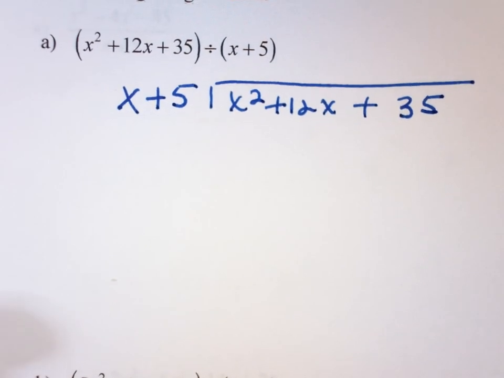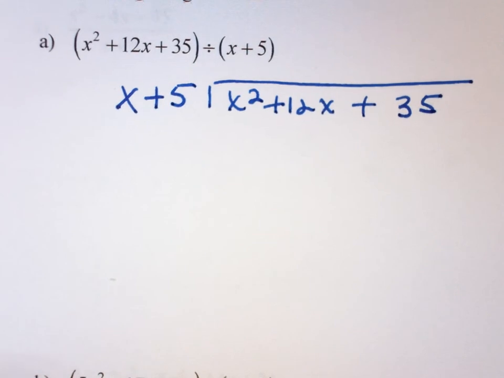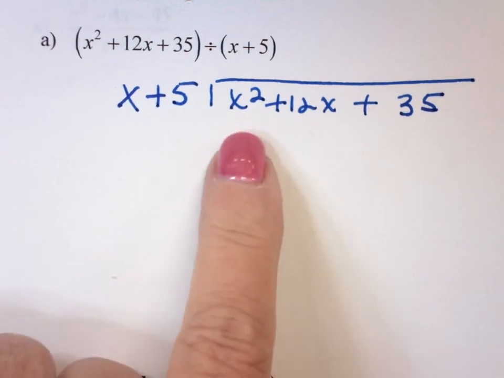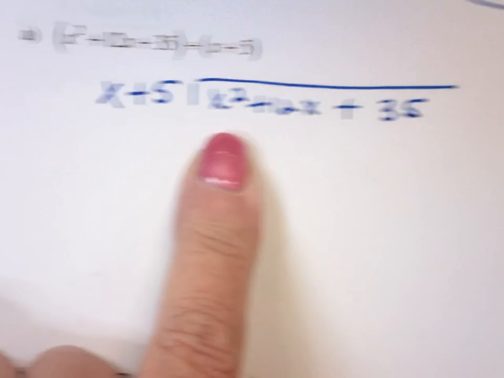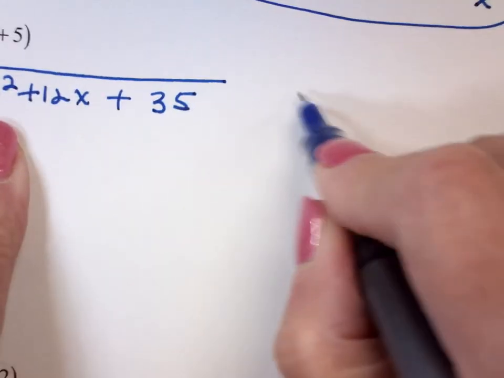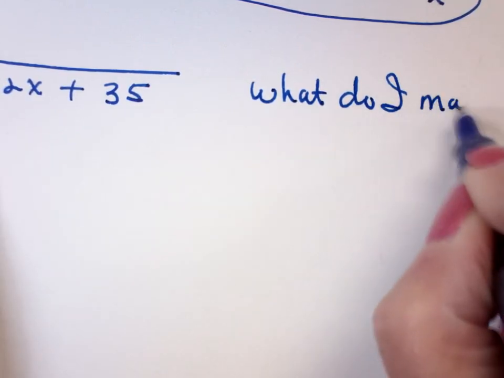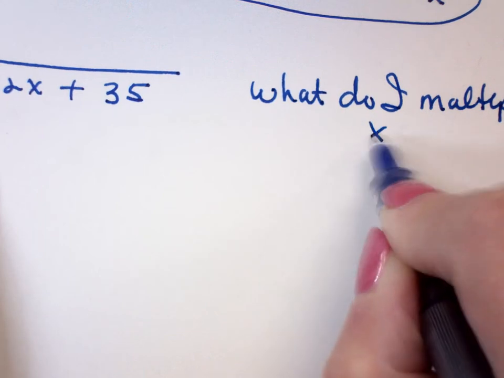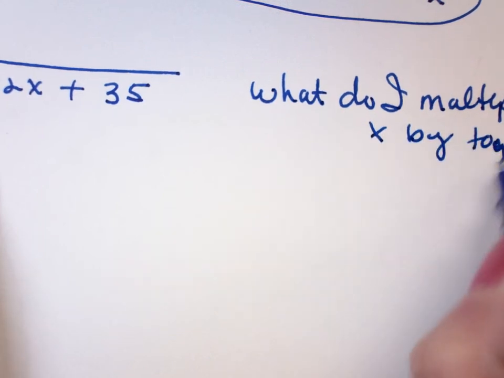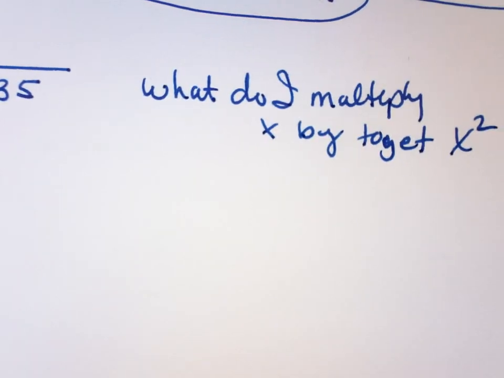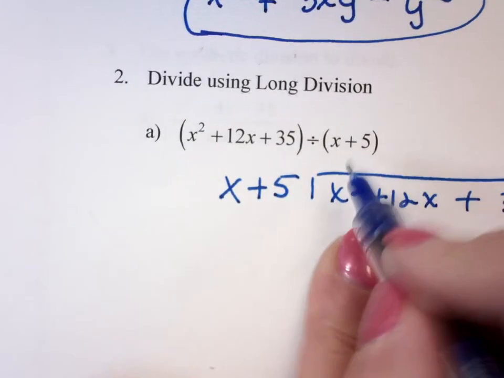Now remember how, this is where most of you fell apart, by the way. Not on choosing what you're going to multiply by, but what happens after you do it. I need to kill the x squared. So remember, I ask myself the question, what do I multiply x by to get x squared? What do I multiply x by to get x squared? You would say x, right? So that means this is an x.